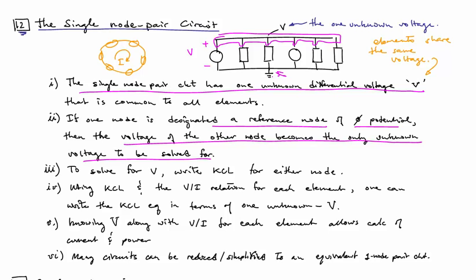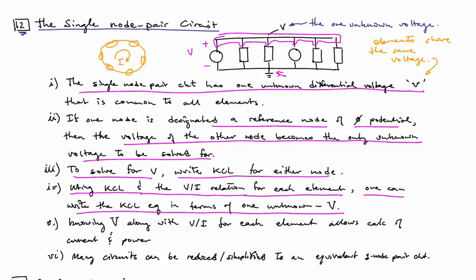So to solve for the voltage, we write a KCL for either node. Typically we'll write it for the non-ground reference node, but you could do it for either node. And then using KCL and the VI or constituent relationship for each element, primarily resistors at this point, one can write the KCL equation in terms of one unknown, the voltage, V.